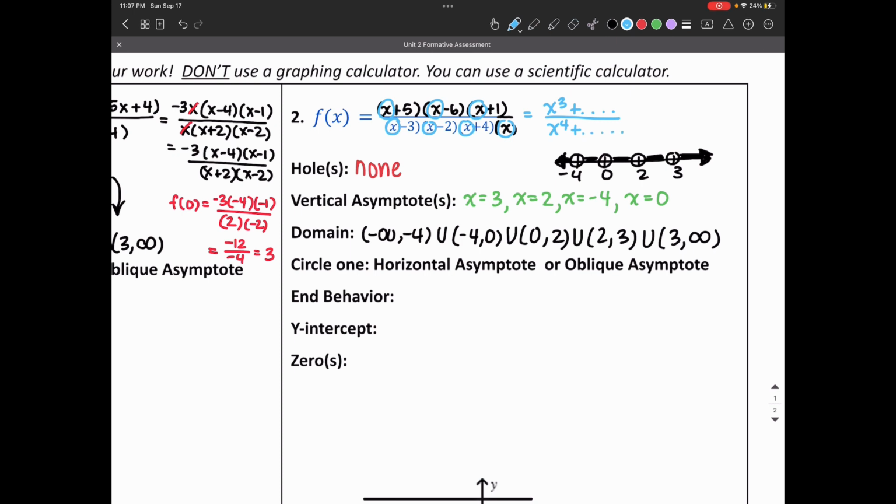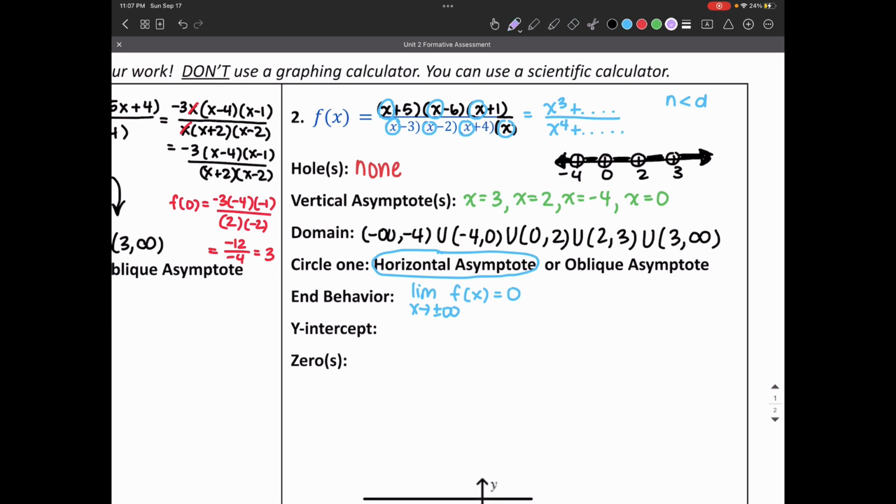So I know that n is less than d, which means this is a proper fraction, which means it's the proper situation that my horizontal asymptote is y equals 0. So I have a horizontal asymptote, and the end behavior is 0. So the limit as x goes to positive or negative infinity of f of x is equal to 0.